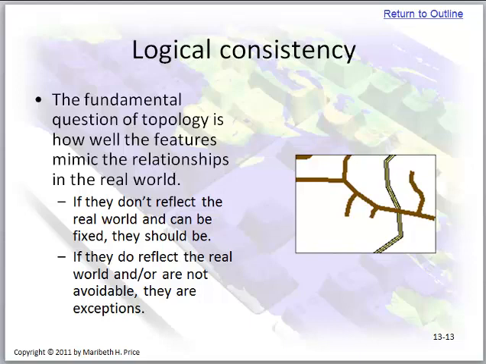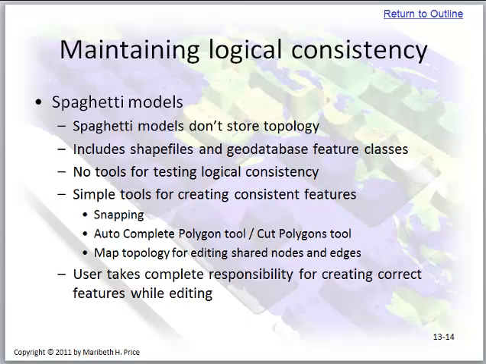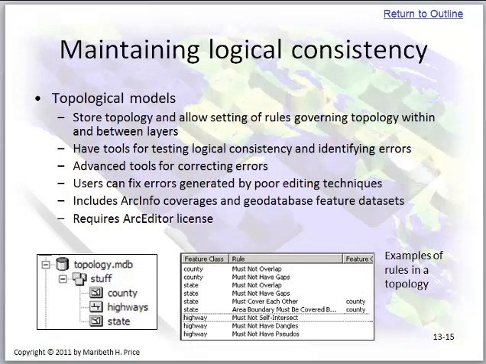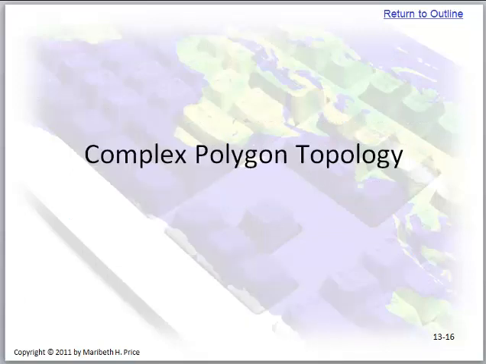Logical consistency. Maintaining that spaghetti models don't store topology, which is why we're not dealing with it a lot in this course. We're using shapefiles, which are spaghetti models. Topological models are listed here, and they also have rules. For example, this highway must not self-intersect. And we have some complex topology issues.